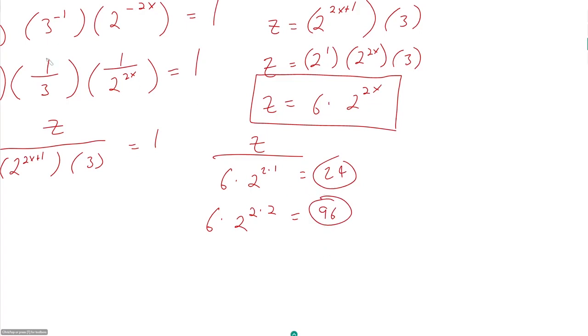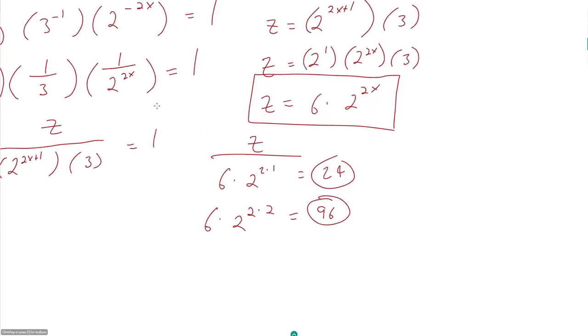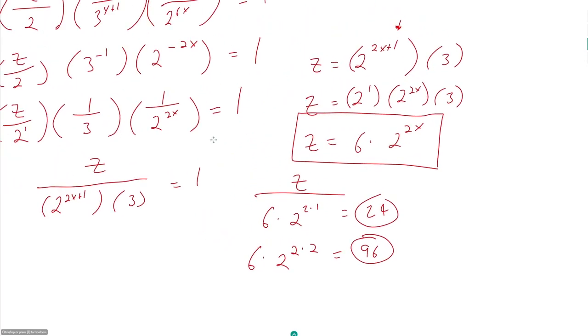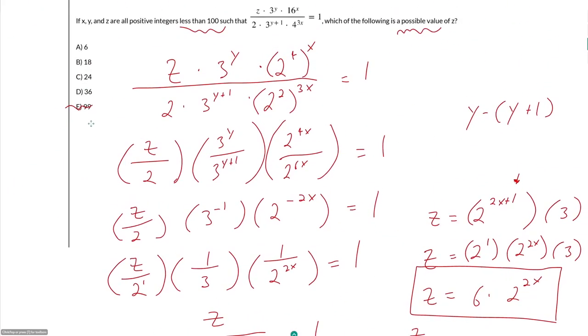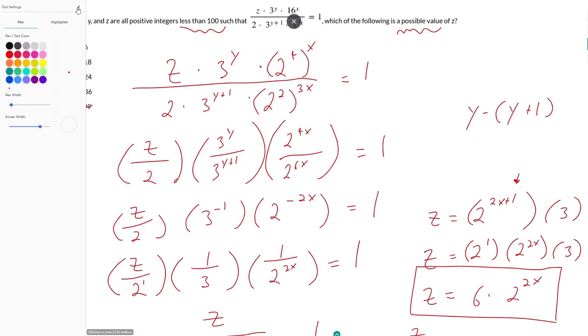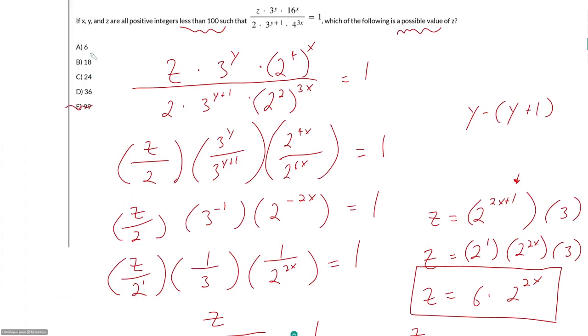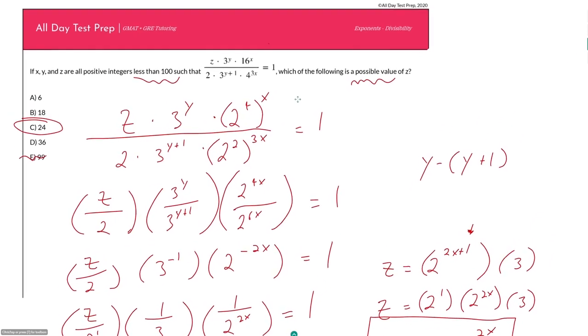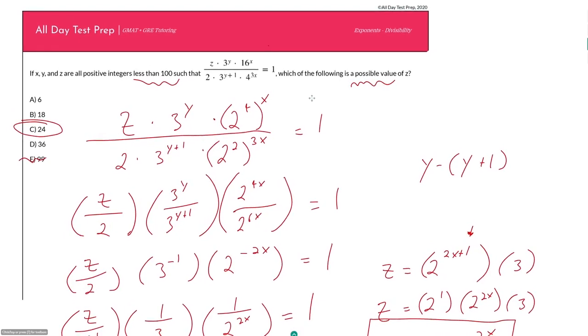So in this case, we can solve for all the possible values for z, and we really just need to select the one that is in our answer choices. So 24 or 96. It looks like 24 is our guy. Divisibility is very useful, and everything can sort of be explained in terms of a divisibility problem.